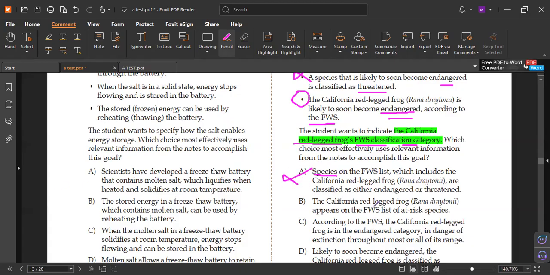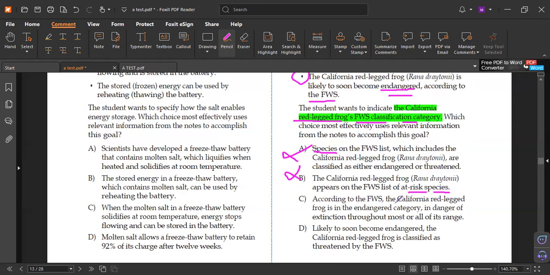Again, the California frog here on the list of at-risk species, they mentioned that here, wrong. Look, according to the text, the California red frog is in the endangered category. Yes, but wait, in danger of extinction throughout most or all its range, is that mentioned there? Wrong. That means half of the answer is correct, but the other half is not mentioned.